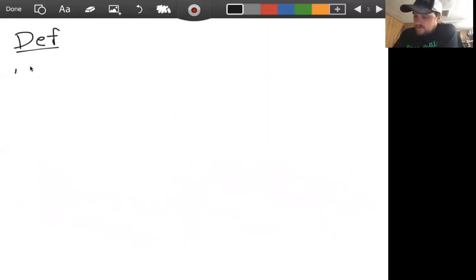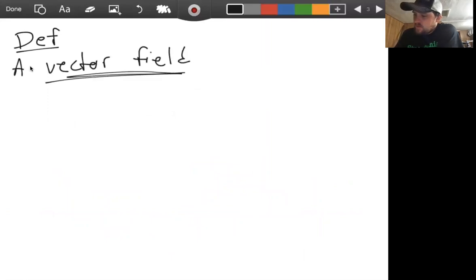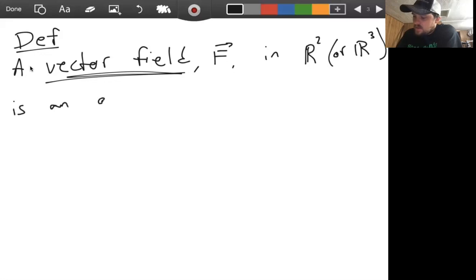So a vector field, and we'll indicate this F here, capital F, in R2. And in parentheses, I'm going to give the definition for the three-dimensional case as well, right? And then you could extend this to an arbitrary dimension if you'd like. Or I'll say R3 is an assignment. So it's a function. You can think of a vector field as a function, right? Because that's what it is. It's a vector valued function.